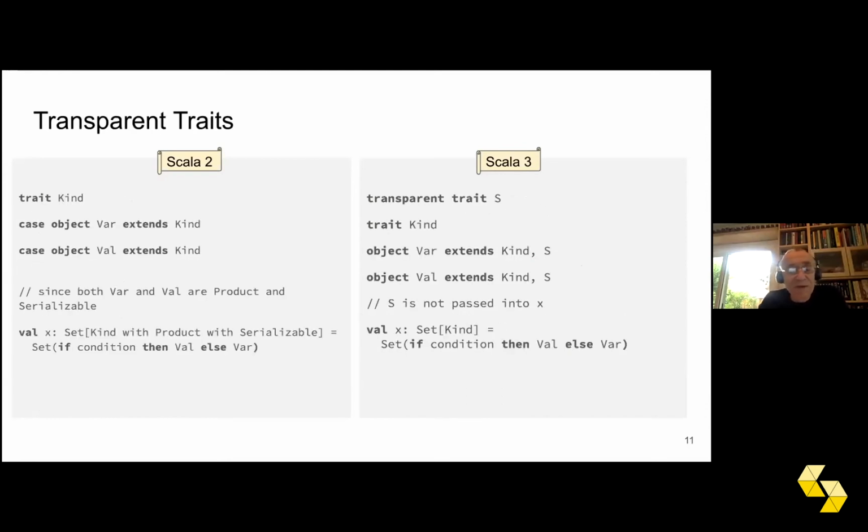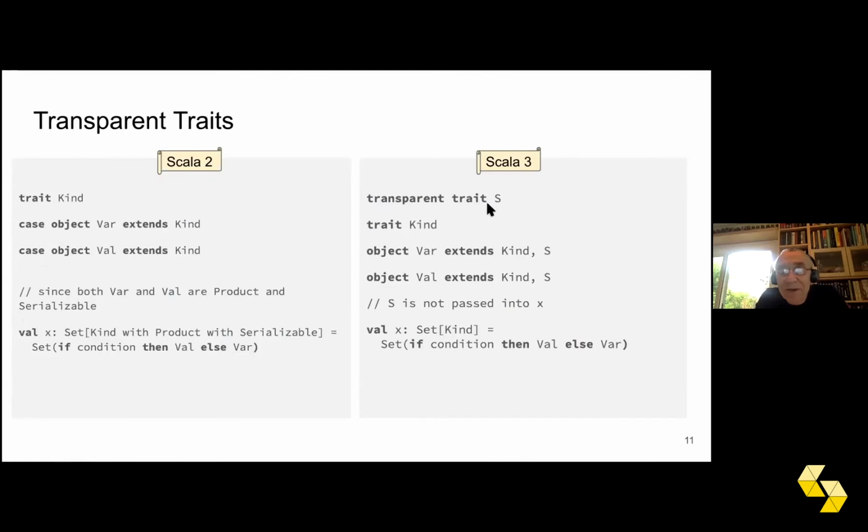So, transparent trait. Remember in Scala 2, if you have an object that extends Kind, then another object that extends Kind, and a case object, right? A case object also implements the Product trait and the Serializable trait. And if you don't care about them being a Product or Serializable, what do you do? Basically, we cannot do anything. We have a set of these.